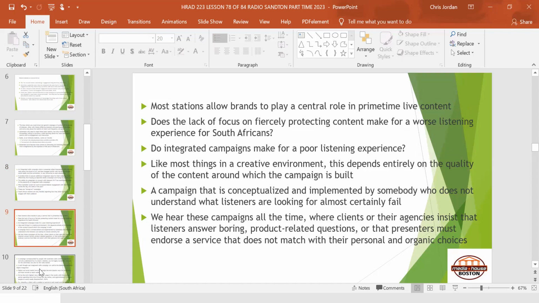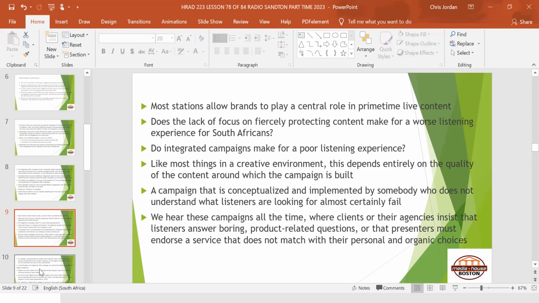All right. Most stations allow brands to play a central role in prime time live content, right? Okay. More enticing, more money, right? And prime time live content means that you're going to get more than just that 30 seconds. You're getting an interactive, immersive experience almost that you can sell to your clients and obviously sell to the listener, right?